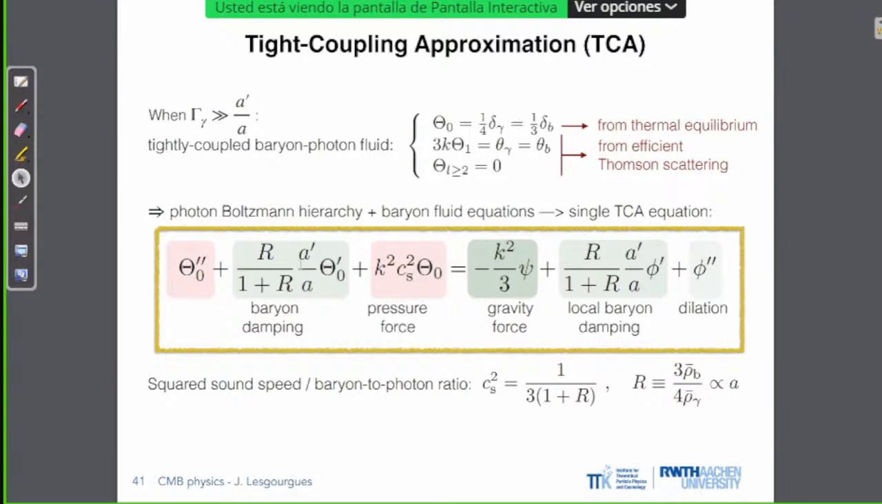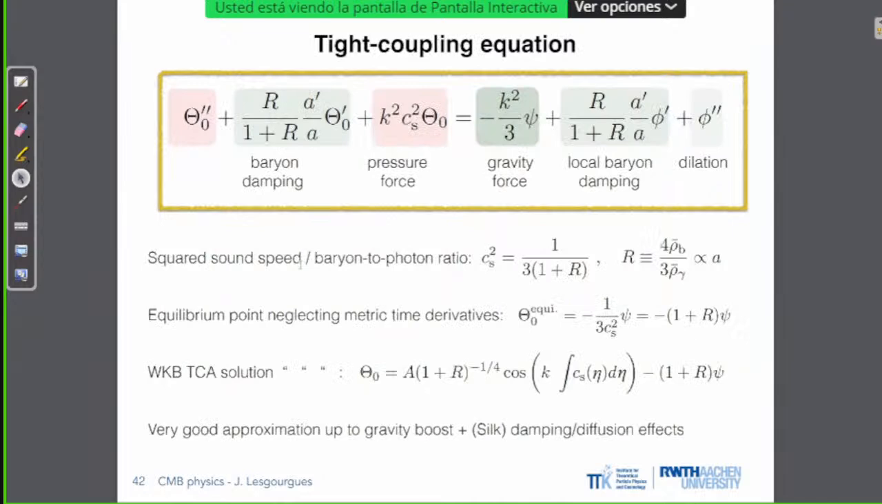At early times during radiation domination, the baryons are negligible. We have our 1/3. At late time, close to decoupling, R is big, the sound speed drops. When you have a drop in the sound speed in this equation, it means the propagation of the wave slows down and gets damped. And you can see this when you look for analytic approximation to this equation.